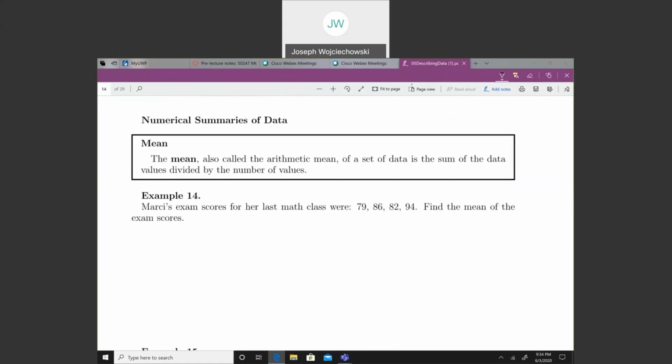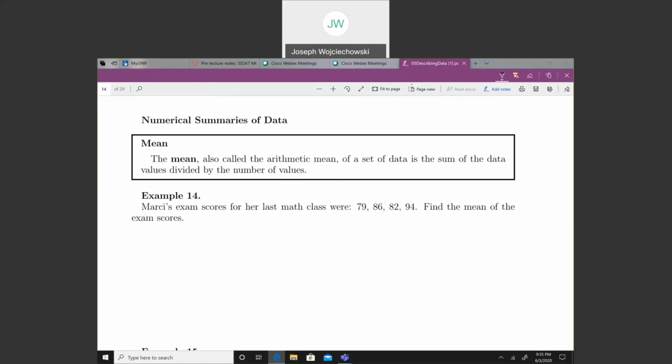So now we get to the work. The mean, also called the arithmetic mean, of a set of data is the sum of the data values divided by the number of values. So, you've probably heard of this and called it an average. We're going to call it a mean for right now. So Marcy's exam scores for her last math class were 79, 86, 82, 94. Find the mean of the exam scores.